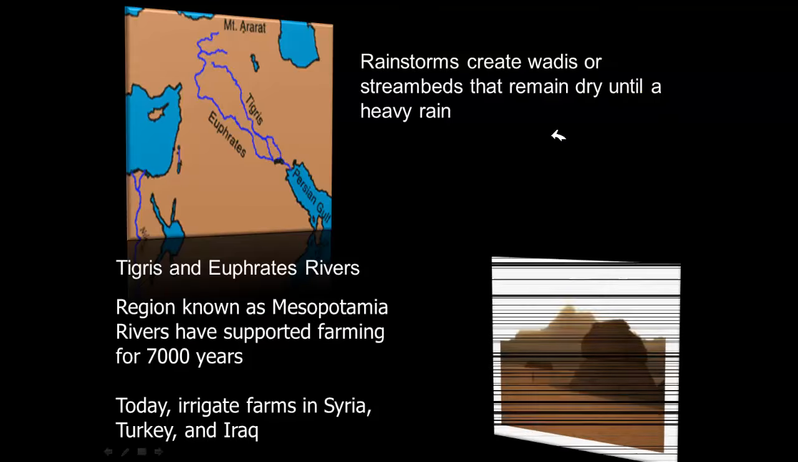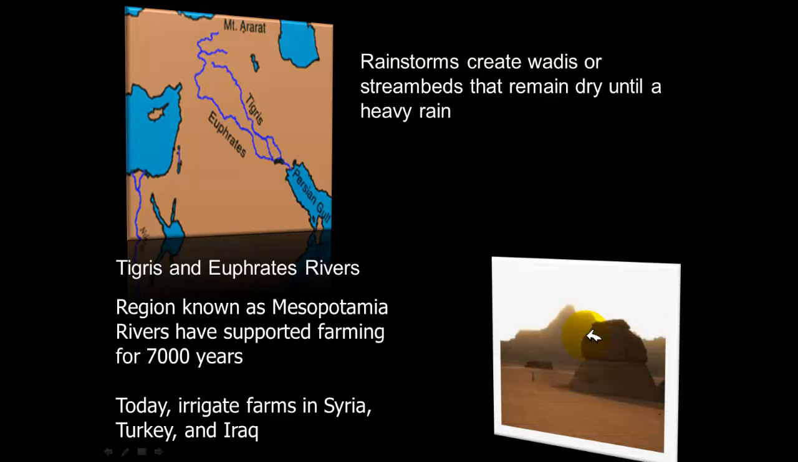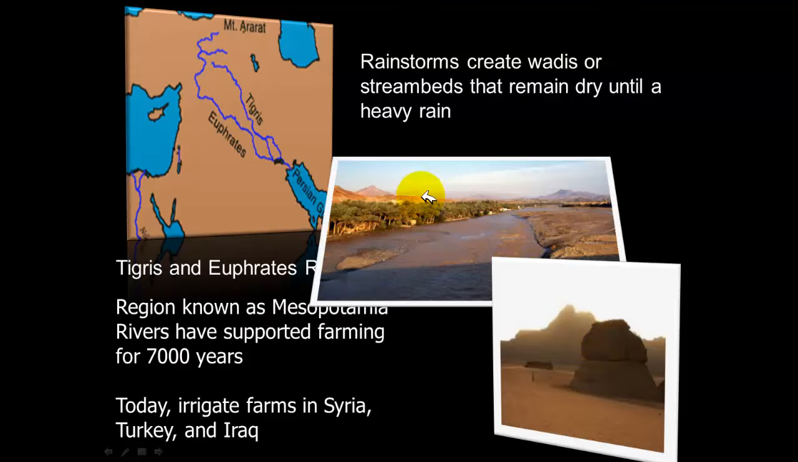So this is what a wadi looks like when it's warm. This is what a wadi looks like after a heavy rain. And you'll see this a lot in these valleys, in these regions. And so, of course, civilizations formed around these regions.